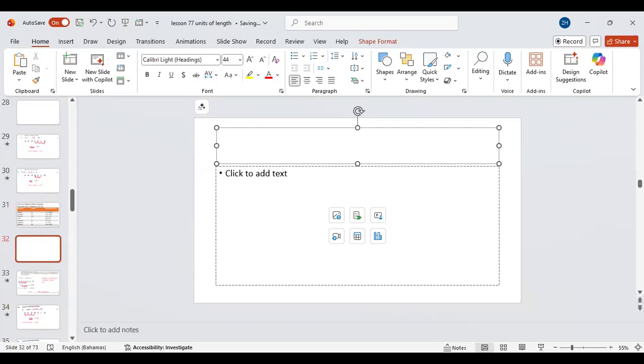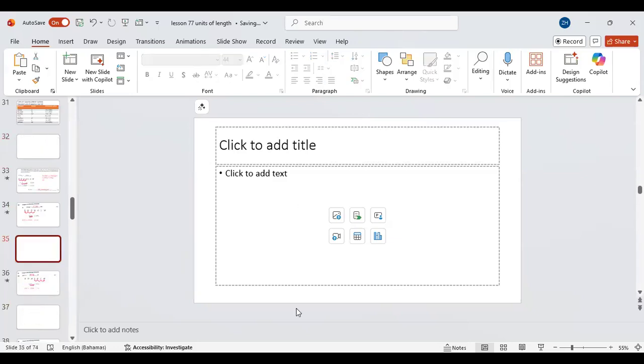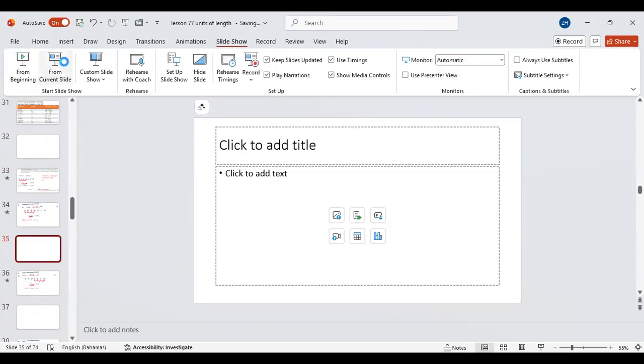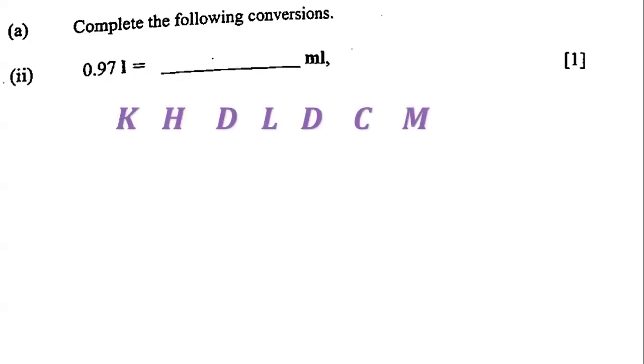Okay, so I want to do the liters ones, right? So we're gonna convert liters to milliliters. Let's go ahead and do that first, right? So again, it's the same thing. Only thing is we're not using G for gram. We're using L for liter, right?